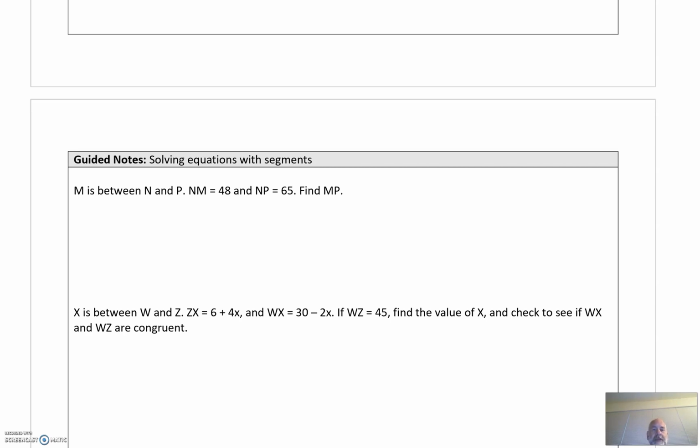M is between N and P, gives those two lengths. Find MP. What I want you to do is pause the video in a moment, and then draw the situation yourself. It's a good practice for you. So read the problem, pause the video, and draw what it says. And then I'll show you what I get, and we'll see if it matches up.